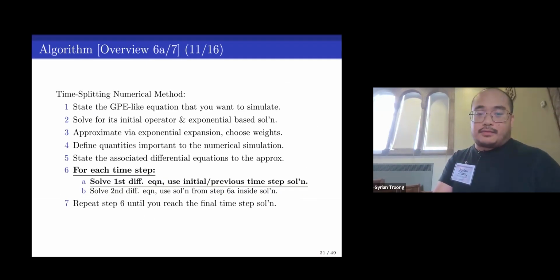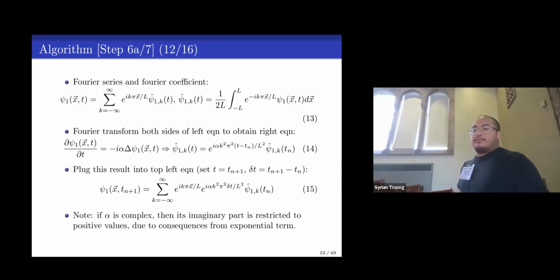So now we go into 6a, which follows the first differential equation of the Laplacian operator term. So this is mostly done with fast Fourier transforms. Kind of give the outline here. So you define the Fourier series and the Fourier coefficient in equation 13. You take that differential equation for the Laplacian operator on the left side of equation 14. You reorient it to get the right side of equation 14, plug that back into the top left of equation 13, and you get equation 15, which solves this differential equation part.